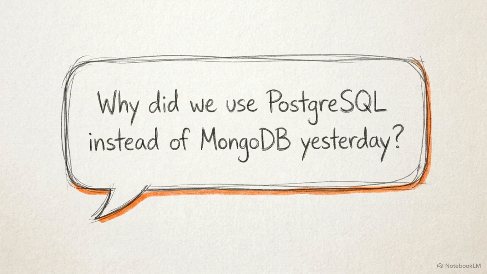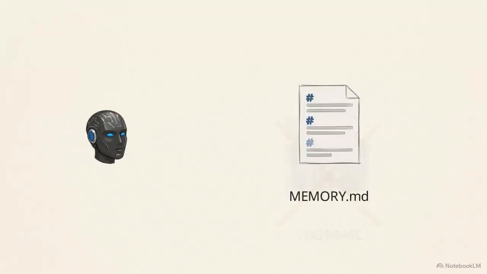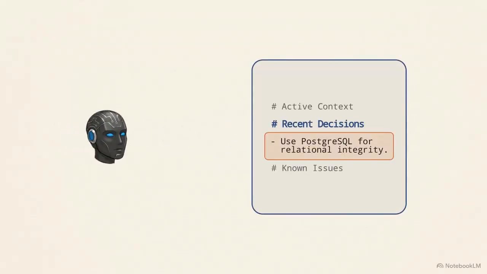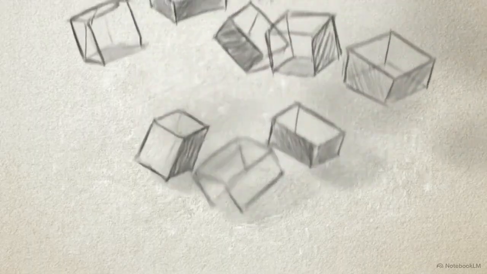You can test this immediately. Ask the agent why you made a specific database decision yesterday. Instead of blindly scanning code, it will grep the memory file and retrieve the exact reason. But this system has a trap.